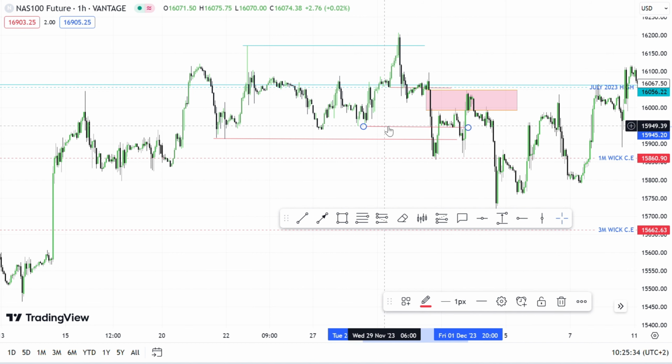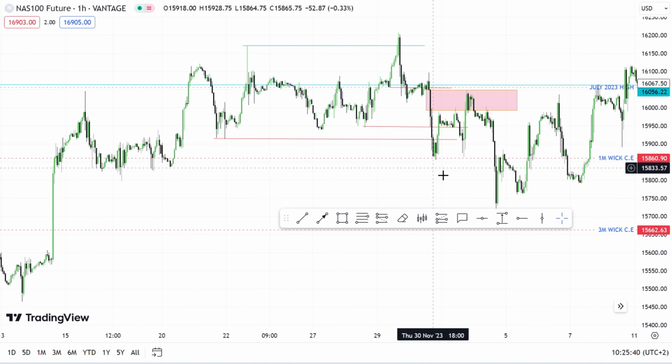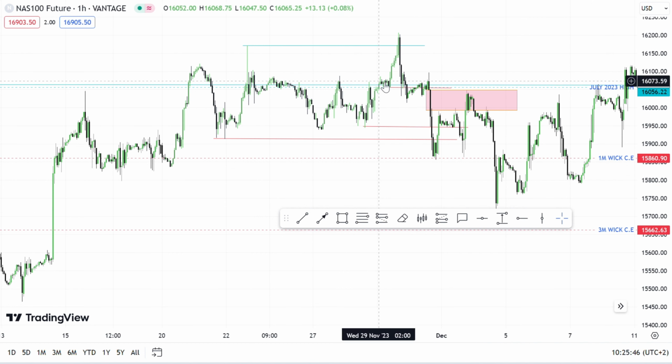This low is taken, and this low is also taken. So after taking the liquidity below the lows, what do you wait for? You wait for the market to first take out a high.